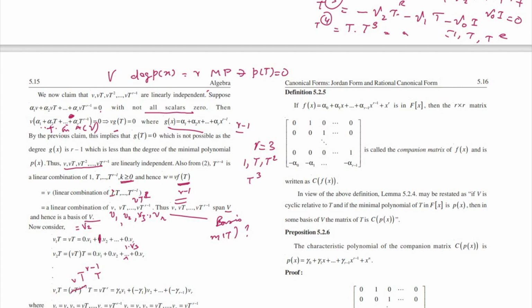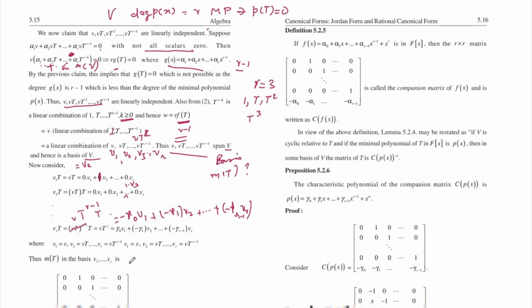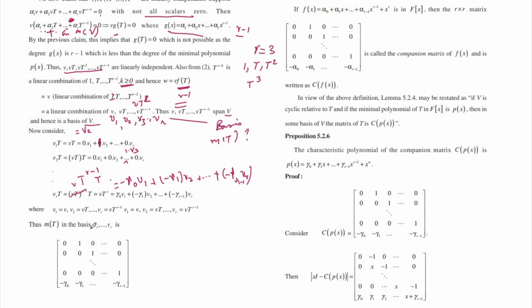So ultimately we have this to be minus gamma naught V1, minus gamma 1 V2 and so on, minus gamma r minus 1 VR. So the basis, whatever here we have, is the same basis in all. So now that we can write out our matrix of T in that basis, it will come out to be like this.